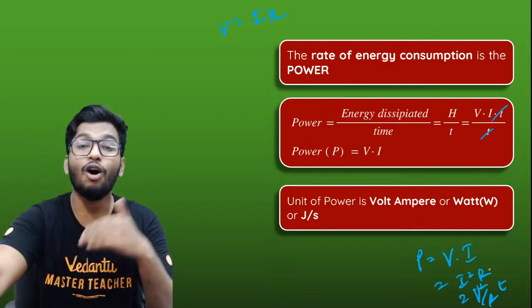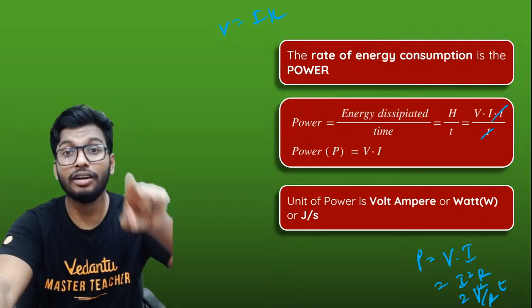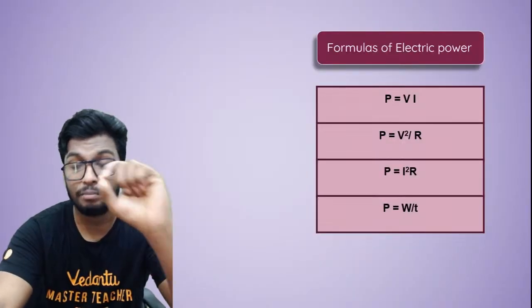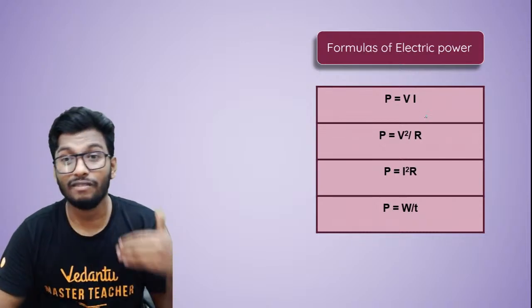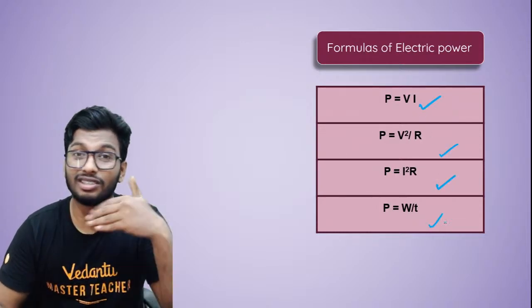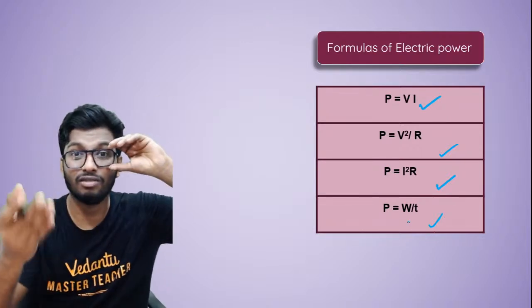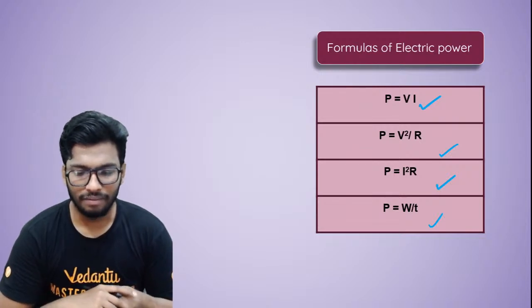So for either of these formulas, you just have to remember Ohm's law, remember the basic formula, that is V into I, and put down the values to get the equations. That's all. So power is equal to V into I. V square by R is one more formula. I square R is another formula. Work done by time is the basic formula that you've been studying from grade 7th or 8th, the rate of doing work. Got it, people? Yes, clear.